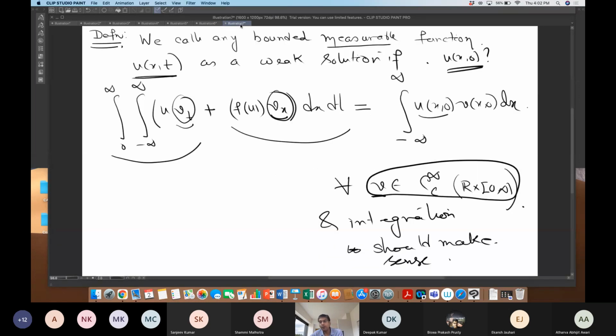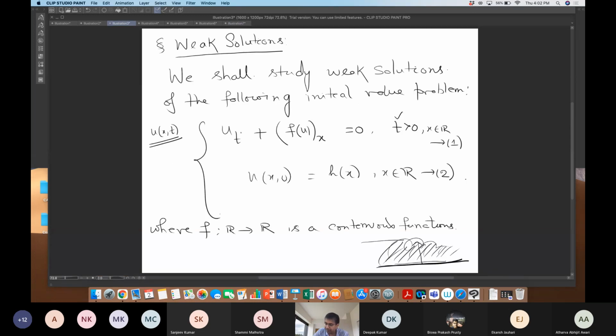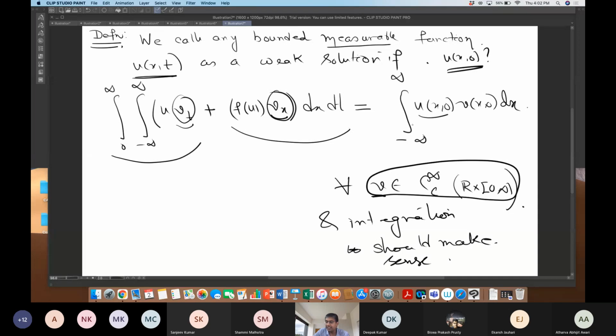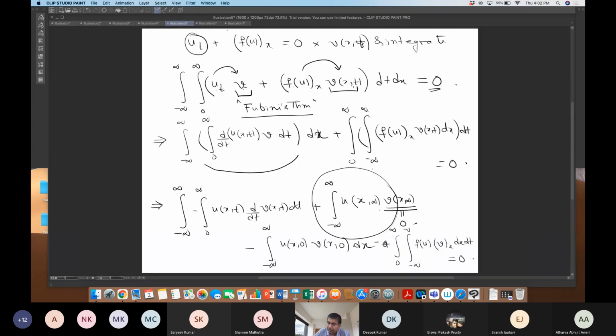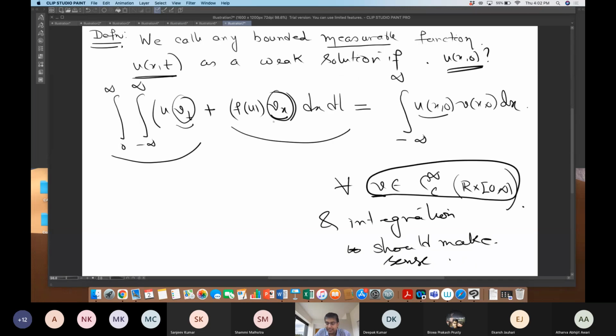Now I will say that we call any bounded measurable function u(x,t) a weak solution of this PDE if this integration holds true, if this equality holds true for every v in C_c^infinity. Agreed? This is a definition, and now you have to tell me, if u is a smooth function, does the weak solution coincide with the classical solution?